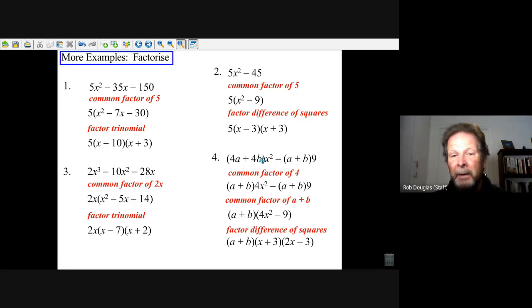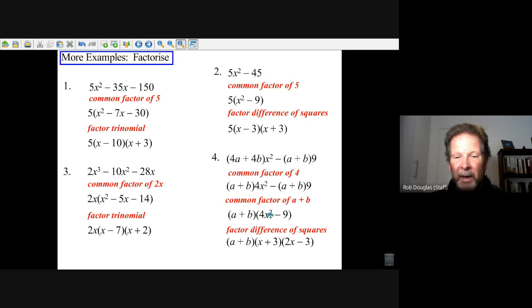And the last one, I see that I have to factor this 4a and 4b. I can see 4 goes into both, so I write it this time to the right of the bracket. So I make it 4x squared, and then write a plus b down. And that kind of works. Now the next thing, I see that a plus b and a plus b is in both of these. It's the common factor. So I write it down once. And there's 4x squared. A plus b times 4x squared gives me that part. A plus b times minus 9 gives me this.